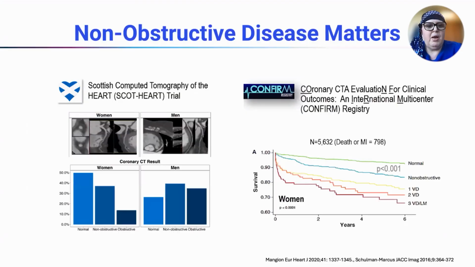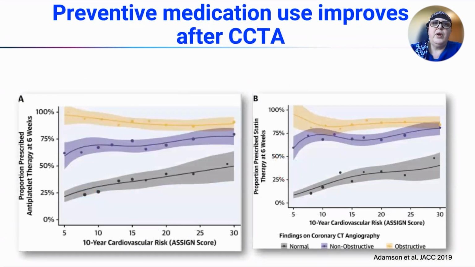What we know from SCOT-HEART, there are a large proportion of patients, both women as well as men, who have non-obstructive coronary artery disease. And throughout the CONFIRM registry, we know that non-obstructive disease clinically does matter, where we start to have events downstream in the 4 to 5 year mark whenever patients have that non-obstructive disease. However, we also know that one of the reasons that CT has been increasingly used is because we are starting these preventive medications more often with CT compared to the standard of care, which is nuclear stress testing.